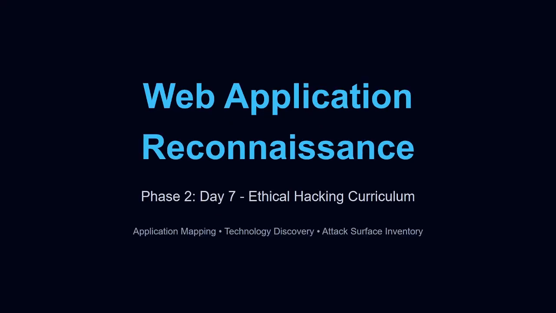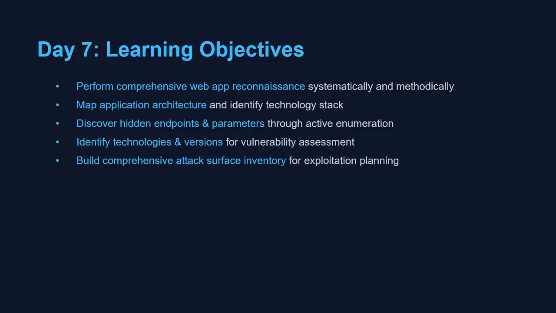Today's day 7. It's all about web application reconnaissance. We've seen reconnaissance for devices. Now we will talk about web applications. So our objective is to perform a comprehensive web app reconnaissance systematically and methodically, map application architecture and identify technology stacks, discover hidden endpoints and parameters, and also subdomains and links through active enumeration, identify technologies and versions for vulnerability assessment, build comprehensive attack surface inventory.